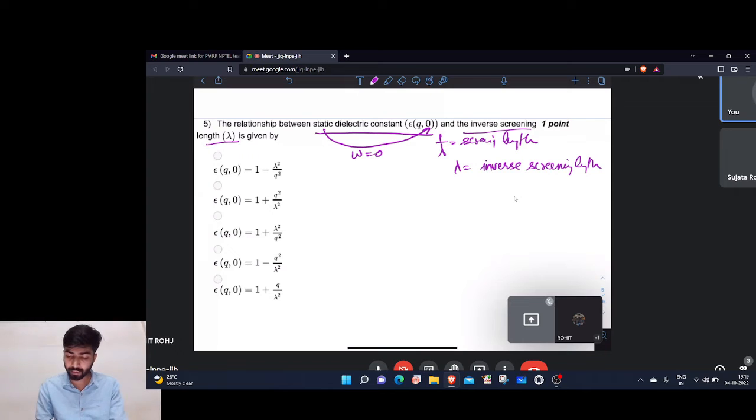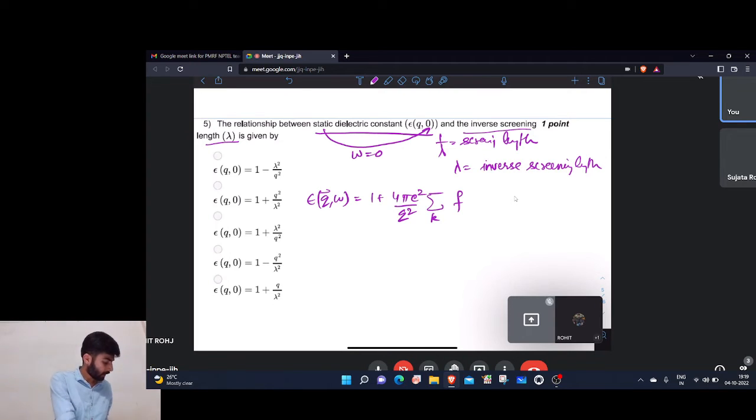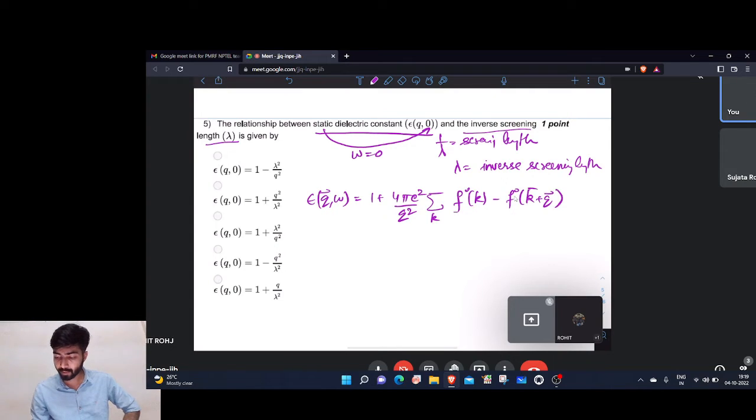Now in the Lindhard expression that we found earlier, where epsilon of k comma q, where q is the perturbation vector, is given by 1 plus 4 pi e square by q square, summation over all k, and we have, let me just find it very quickly, f naught k are the Fermi functions corresponding to k plus q divided by energies at k minus energy at k plus q, h bar omega minus i alpha.